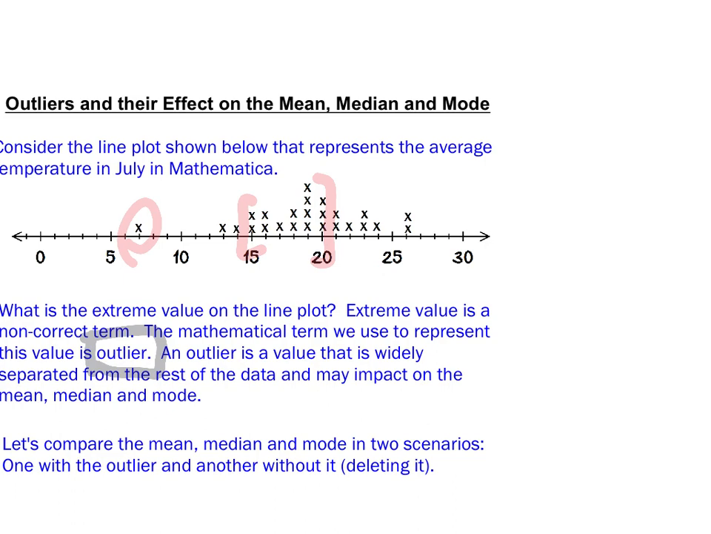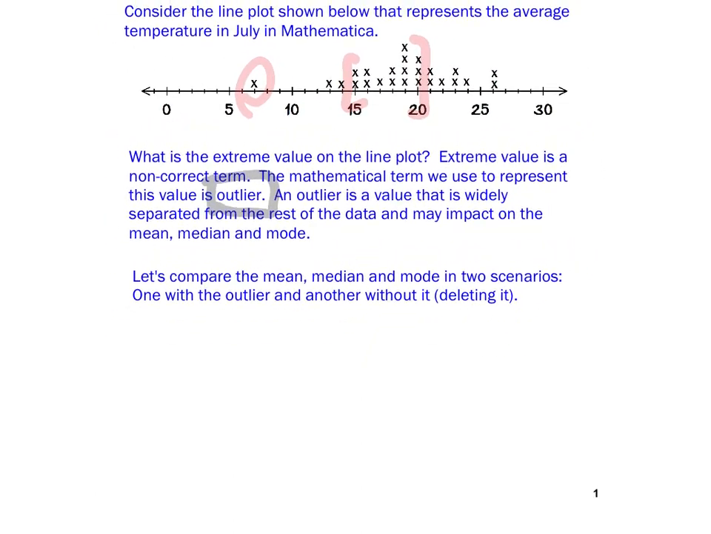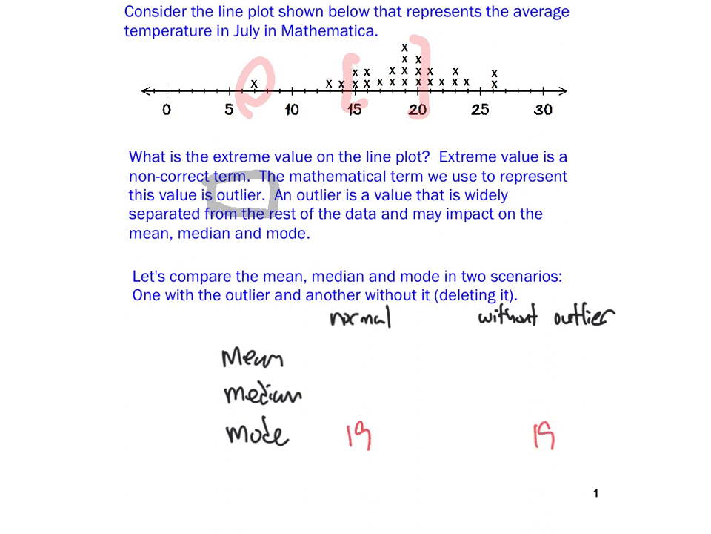I can even write down below here: mean, median, mode, and we're just going to say normal, and then without the outlier. So the mode is not going to change. The mode for this is 19. Even if we get rid of that outlier, the mode's 19. That won't change. Okay?